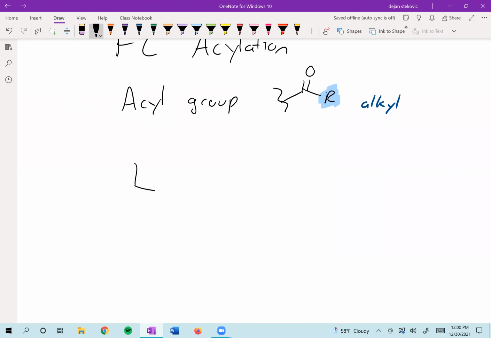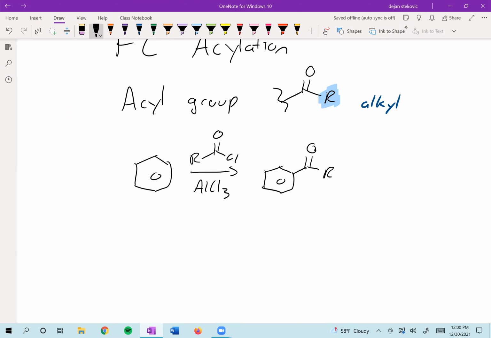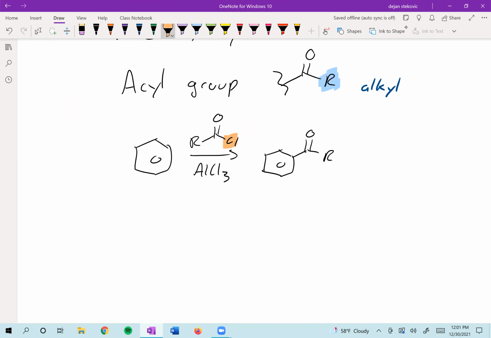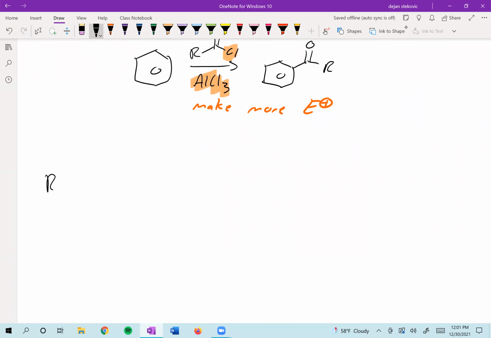And so what we can do here is we can take our benzene ring, we can add what's known as an acid chloride, add some catalyst, and attach it onto our benzene ring. And again, the function of this chlorine and the AlCl3 is to make our compound more electrophilic. If you haven't noticed, that's the theme of this part. Let's see how this happens.